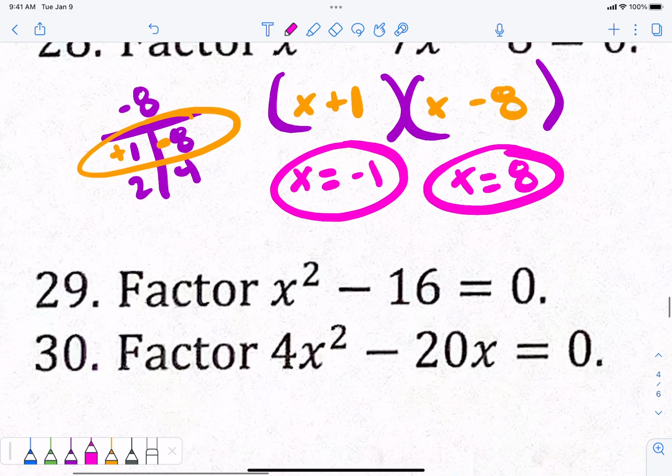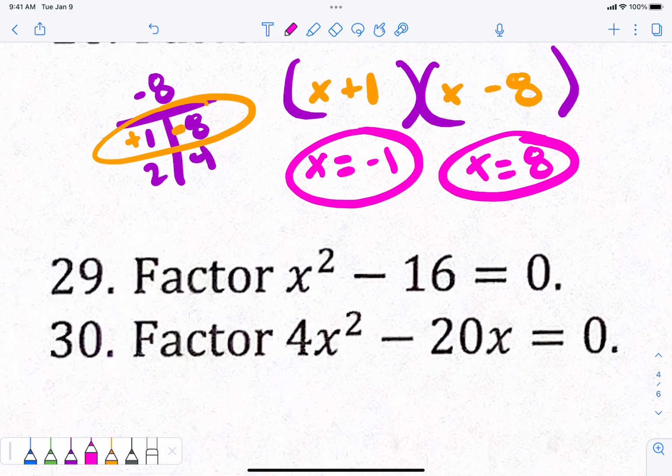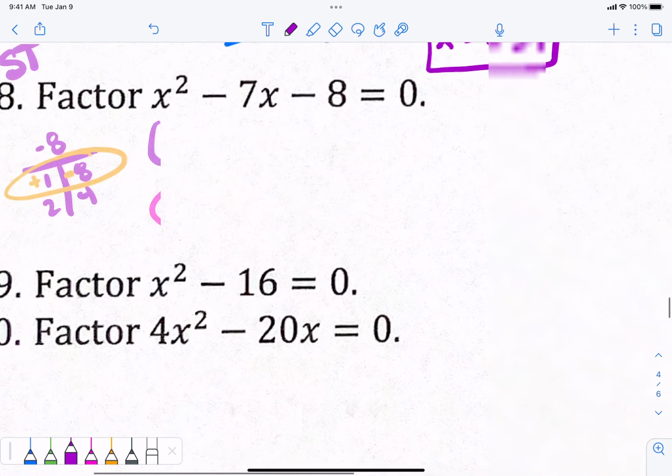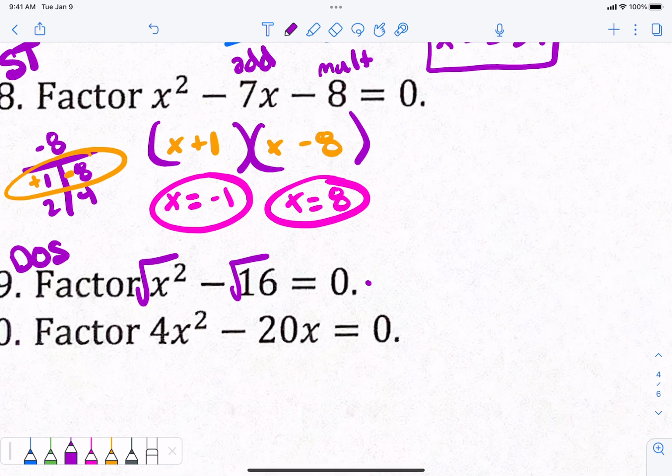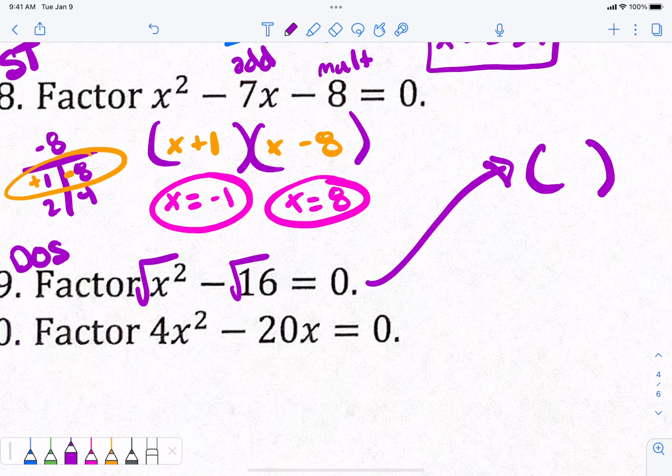Now this one we just take the square. This one is a difference of squares, right? So I'm going to put a DOS next to it, okay? And we're doing the square root of x squared and the square root of 16, okay? So I have 2 bubbles, 1, 2.